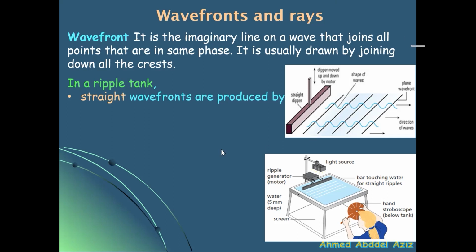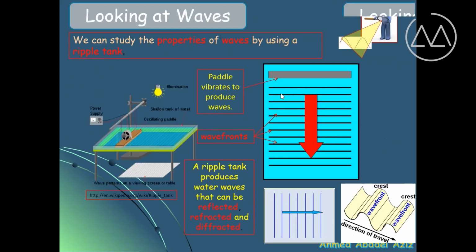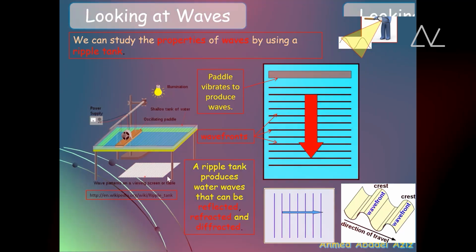In a ripple tank, straight wavefronts are perpendicular to the line source. The ray is a line drawn at right angle to a wavefront, which shows its direction of travel. The distance from one wavefront to the next wavefront is called the wavelength, lambda. And here is the oscillating paddle, which produces the wave. And here, the illuminating light source shows the shape of waves on the screen beneath the tank.